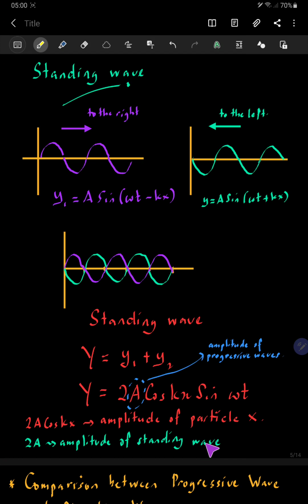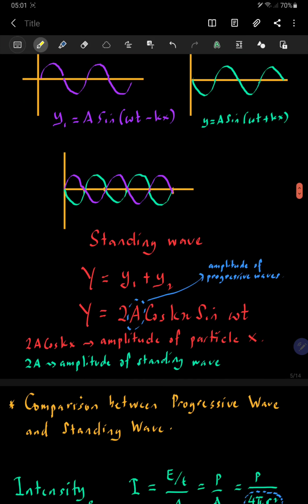Alright. Okay. So what is A? A is the amplitude of our progressive wave. This is A. Right? Amplitude of the progressive wave. So after the superposition, what happened? The amplitude now becomes double, which equals 2A.